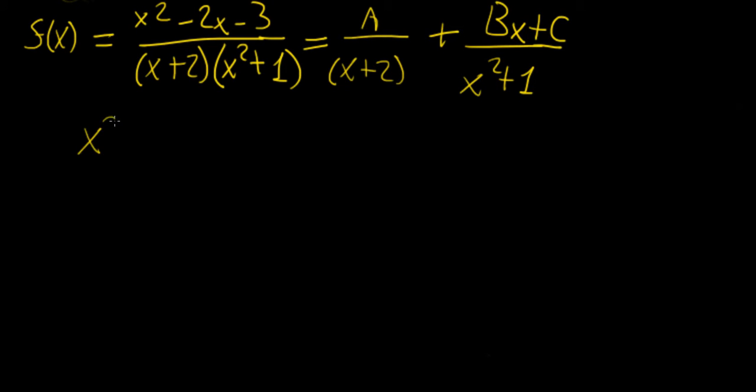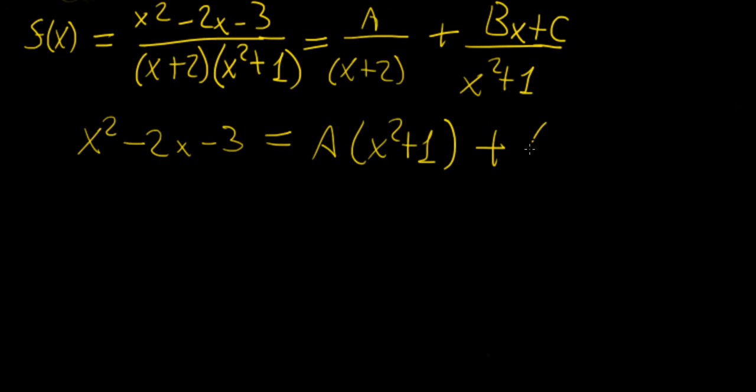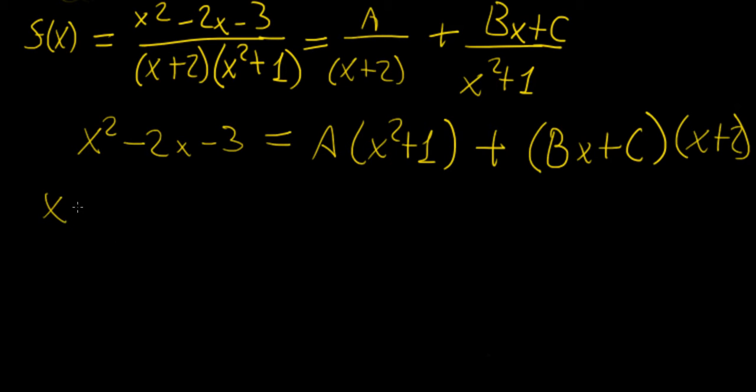So we're going to end up with x squared minus 2x minus 3 equals a times x squared plus 1 plus bx plus c times x plus 2. So the first thing we can do is, well, what if we put x equals minus 2 here? This whole thing, both b and c, are going to go to 0, and we can solve for a. So let's have x equals minus 2.